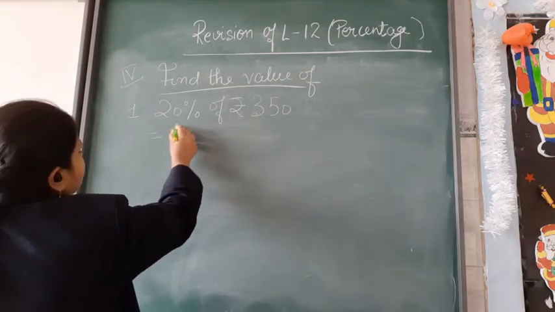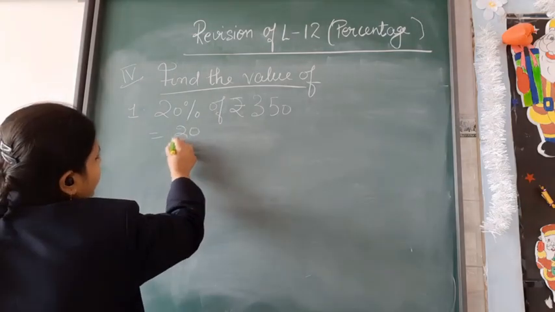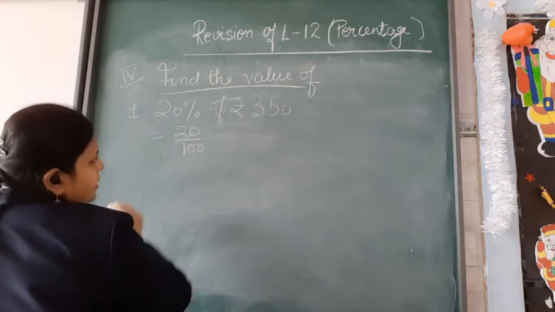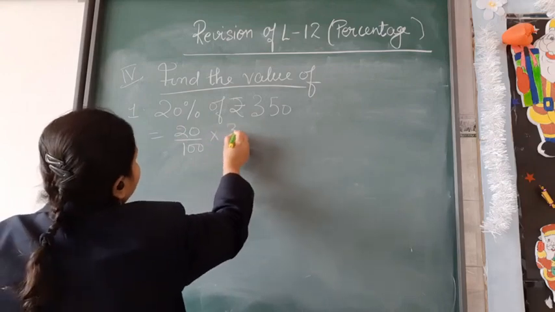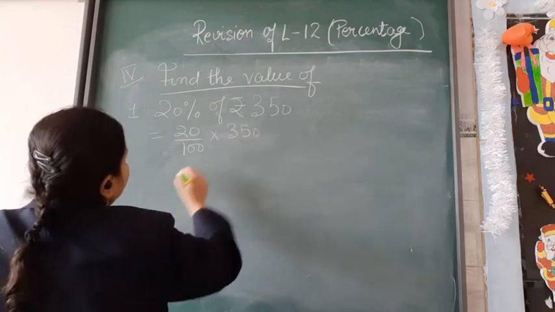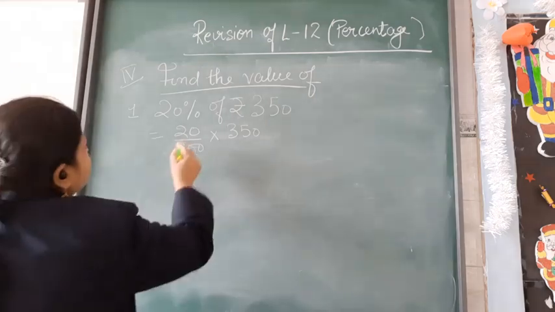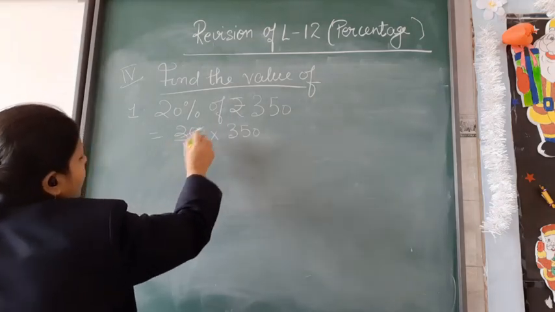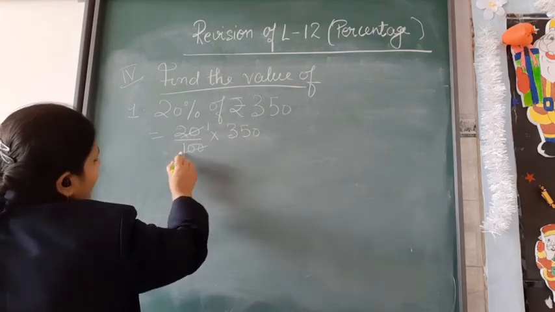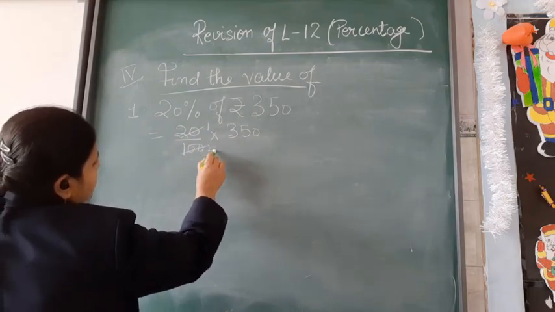We know 20% means 20 out of 100 or 20 divided by 100. So we will write 20 divided by 100 of these multiply rupees 350. Right. So now let us divide. So first of all we will divide 20 and 100 by common number 20. So 20 ones are 20 and 100 divided by 20 is equal to 5.